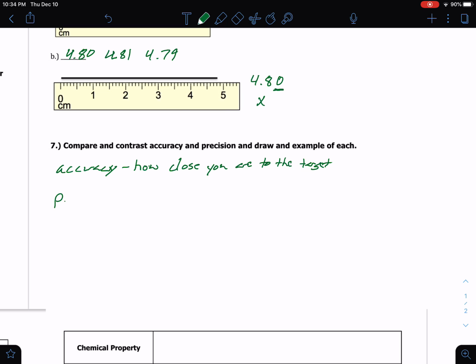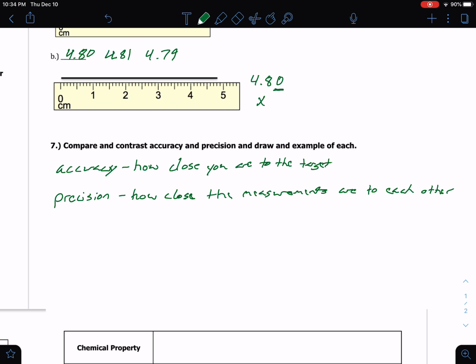Now, precision. Precision is how close the measurements are to each other. And bear with my handwriting here. How close the measurements are to each other.